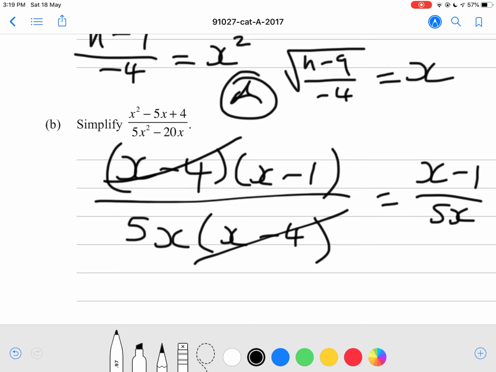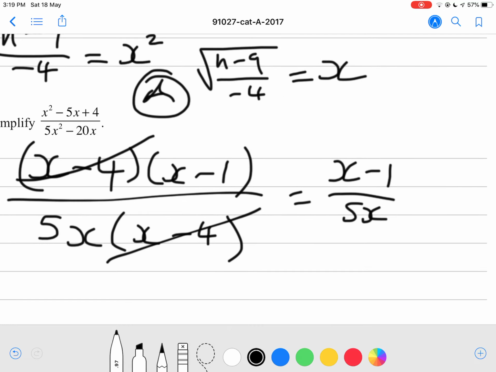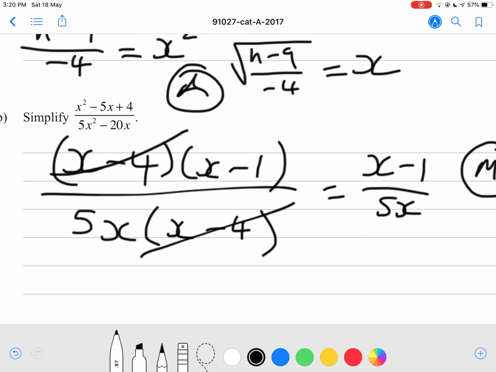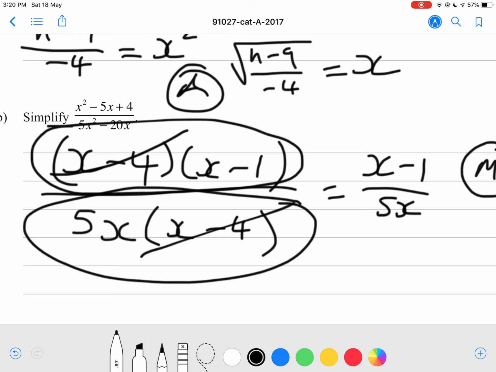Getting x minus 1 divided by 5x with the correct working will get you a merit grade. To get an achieved, you can either factorize the numerator, so up here, or factorize the denominator. So either simplifying the numerator or the denominator will get you an achieved. Basically, that's it.